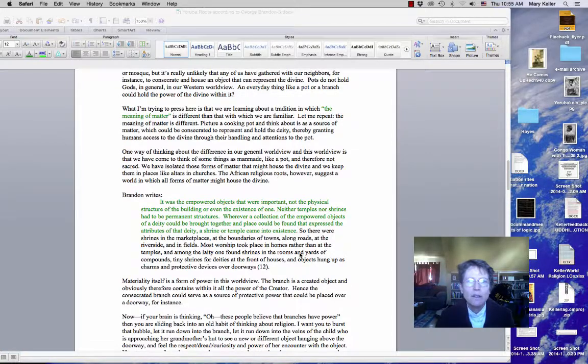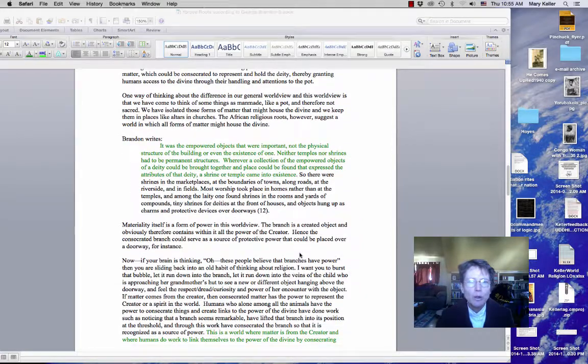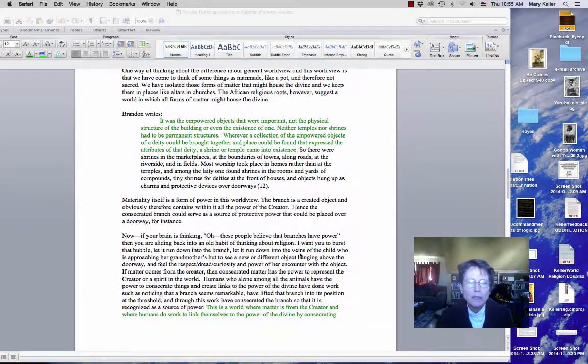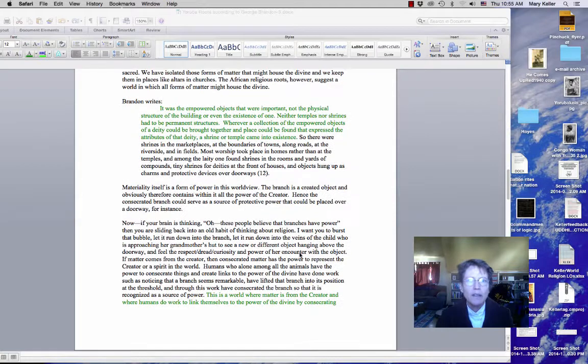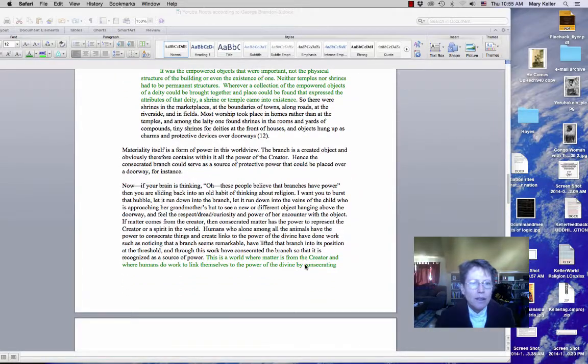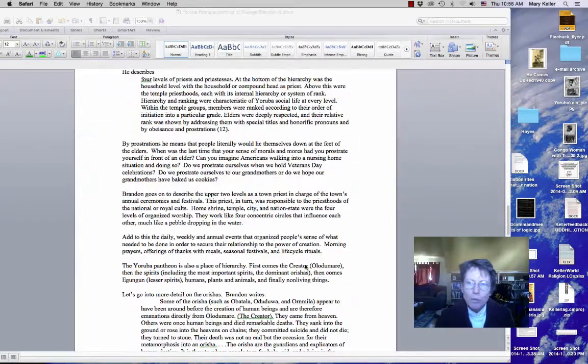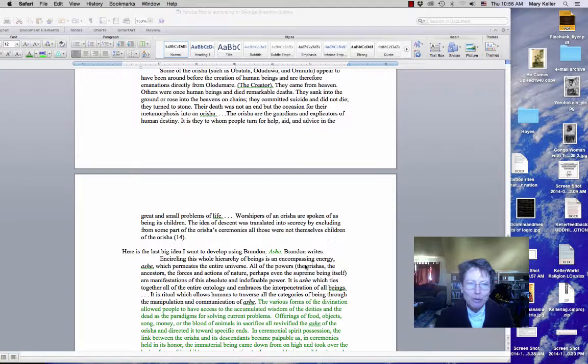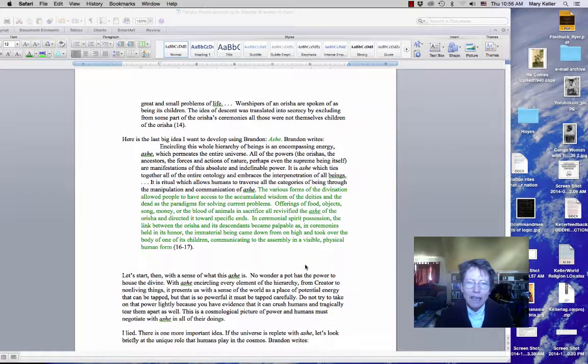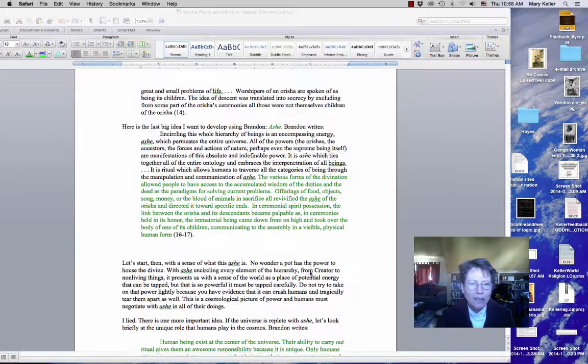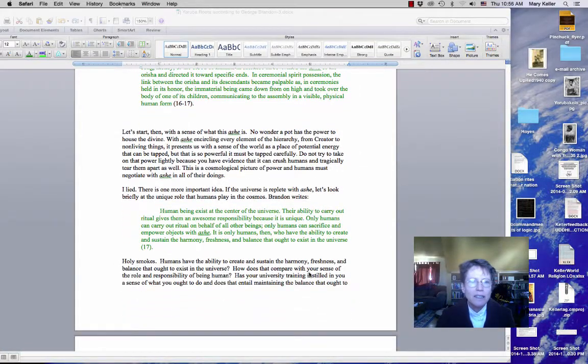Very interesting. It was the empowered objects that were important, not the physical structure of the buildings or even the existence of one. Think about how that translates through the slave trade into the power of the body. I better stop there. I hope that opens you up a little bit to Brandon, my take on Brandon. I've highlighted in green here some of the most important ideas. I think we've covered them.